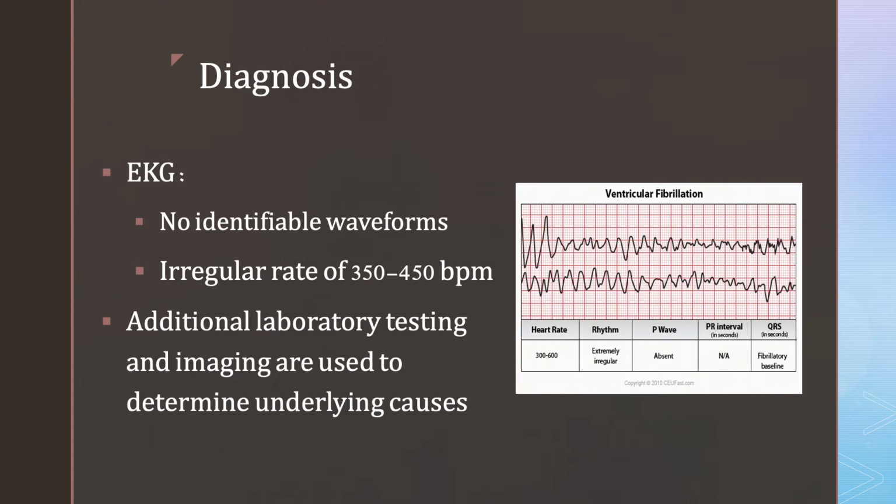So diagnosis is made by EKG. The EKG will show no identifiable waveforms and is commonly described as having a bizarre bag of worms appearance with a rate between 350 to 450 beats per minute. After the patient is stabilized, additional laboratory testing and imaging, including cardiac enzymes, a CMP, thyroid function panel, tox screen, coronary angiography, chest X-ray, and echo should be obtained to determine possible underlying causes of the VFib.